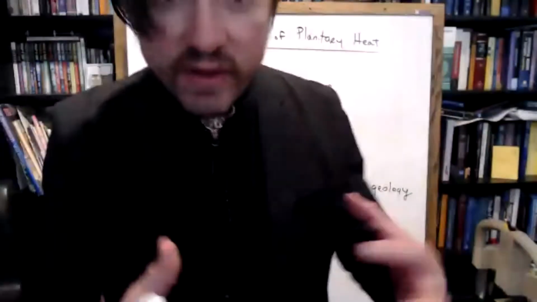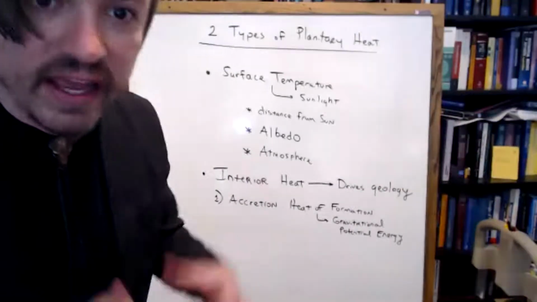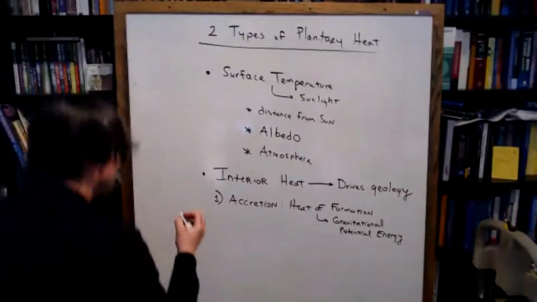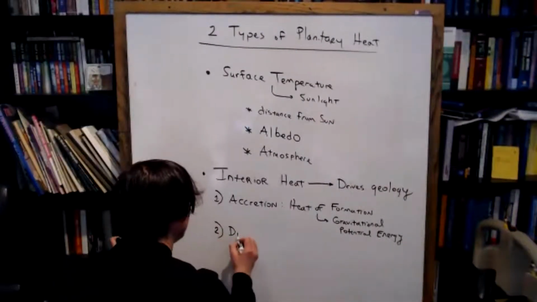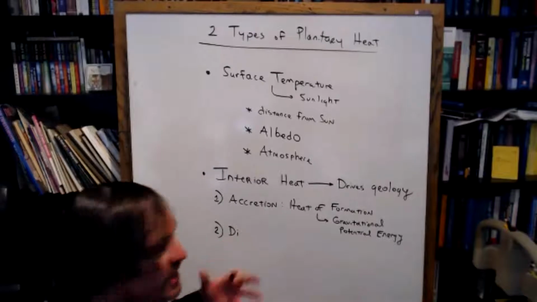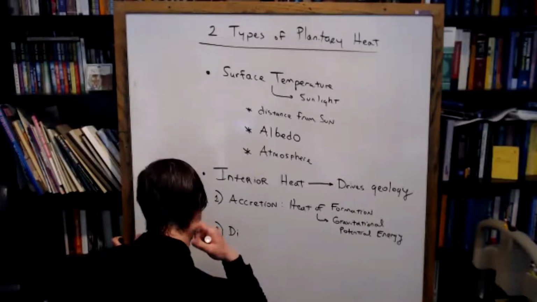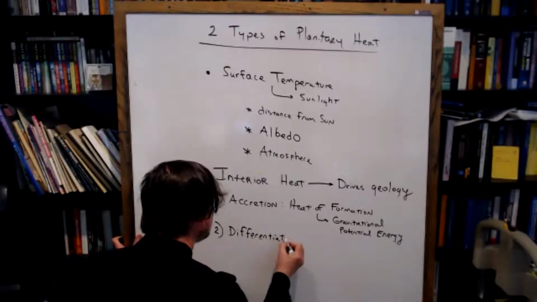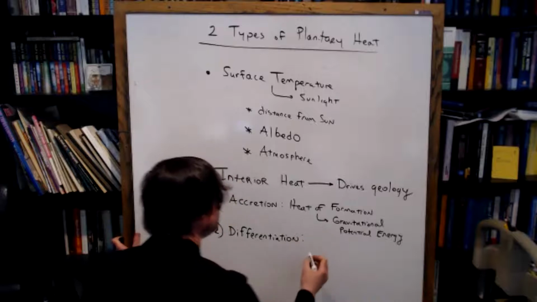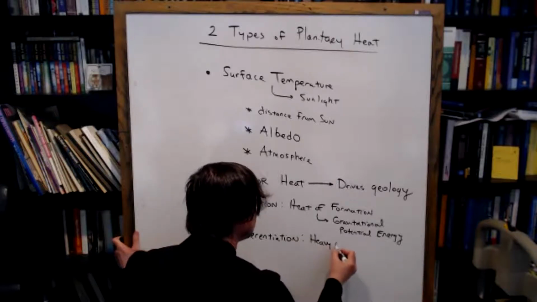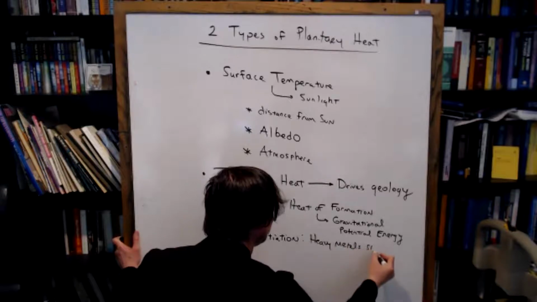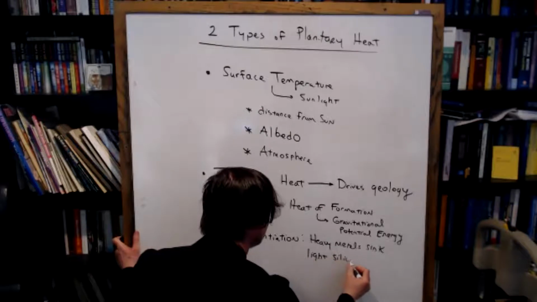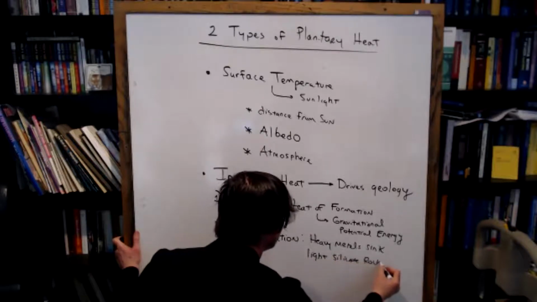Once a planet cools down and starts to look something like the surface of the moon, it still has other ways of slowly maintaining this internal heat. The second, of course, being differentiation. Geologists make a big deal about the differentiated layers of a planet and how important that is. So differentiation basically means heavy metals sink and light silicate rock rises.